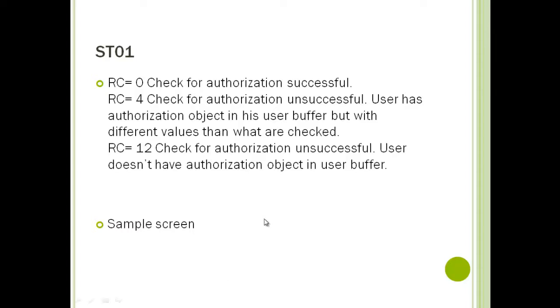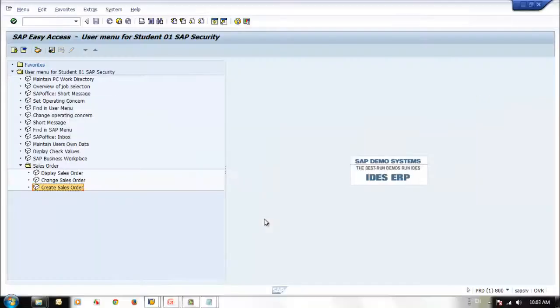Let's see in our system how to trace a user. We will take the same scenario as before, the student 01 trying to create a sales order, specific sales org, so that we can see whether our SU53 is matching with this trace. I would like to inform you this trace is a last option for your authorization check.